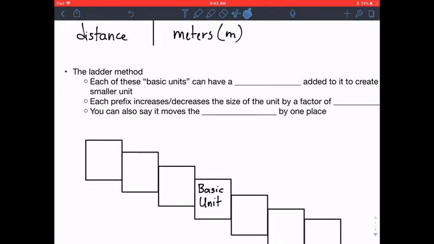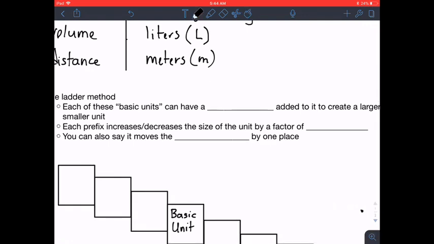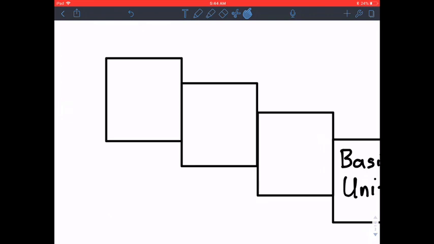So in order to do metric conversions, we use what's called the ladder method. To understand the ladder method, we need to know that each of the basic units, seconds, grams, liters, and meters, can have a prefix added to it to create a larger or a smaller unit. So here's the ladder down here. Basic units are in the middle.